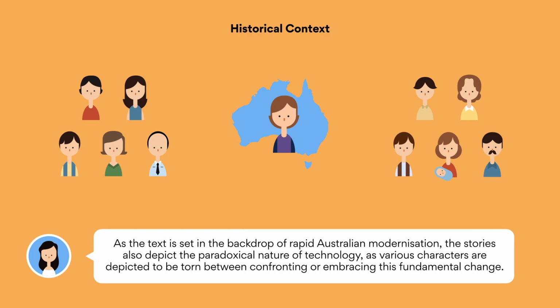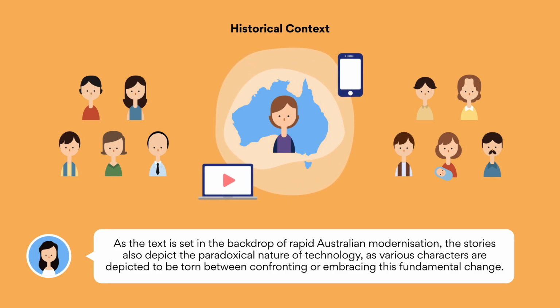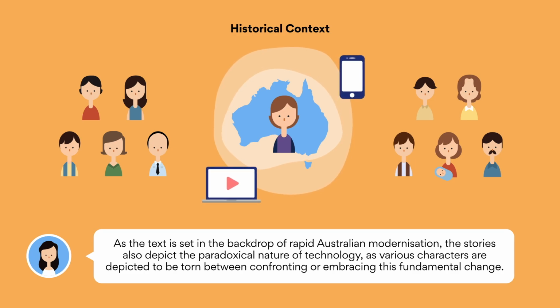As the text is set in the backdrop of rapid Australian modernisation, the collection also depicts the paradoxical nature of technology, as various characters are depicted to be torn between confronting or embracing this fundamental change. Despite approaching the stories of characters conflicted by modern and social challenges with both humour and cynicism, Kennedy's lack of judgment is notable. It is with this empathetic stance that she's able to highlight the universal nature of human emotions to her readers. Let's talk about themes.